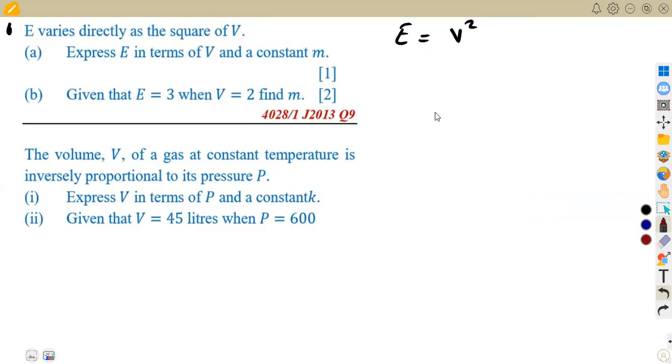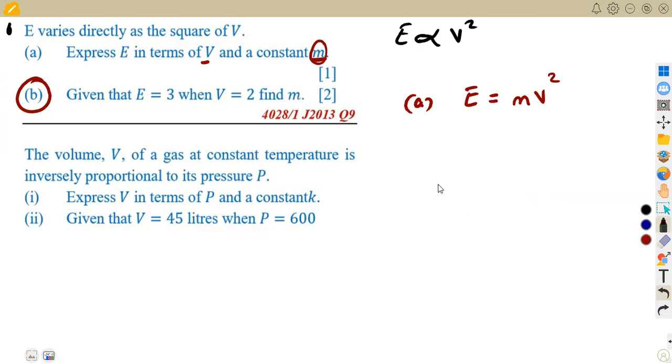Item A is to express, so take note of the question now. Express E in terms of V and a constant M. So we are given the constant to use. We are just supposed to introduce the constant as E is equal to K V squared. But now they are saying this constant here is supposed not to be K, but to be M. So you're supposed to write in terms of the constant you are given there. B, given that E is equal to 3, V is equal to 2, find M.